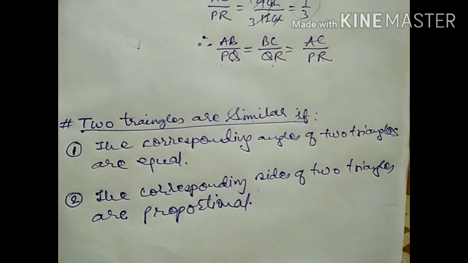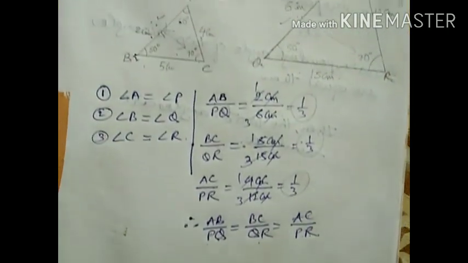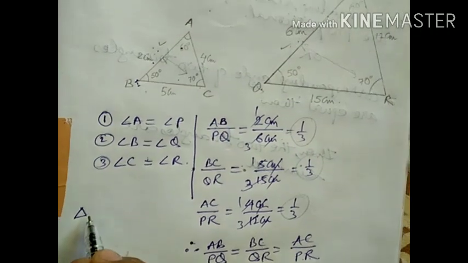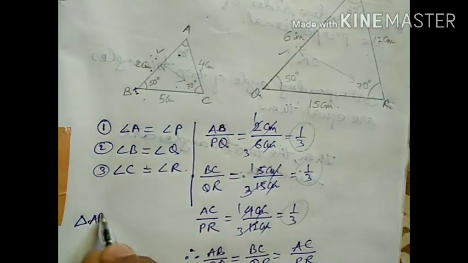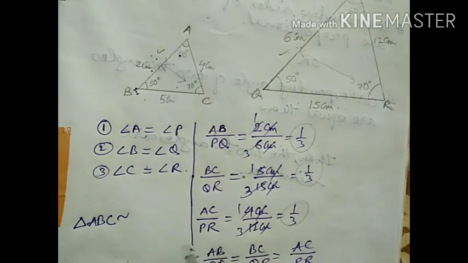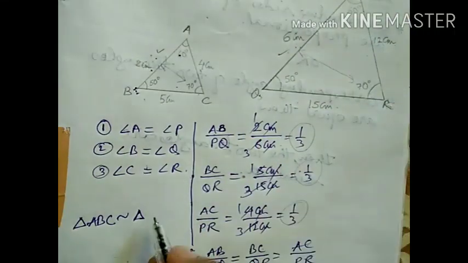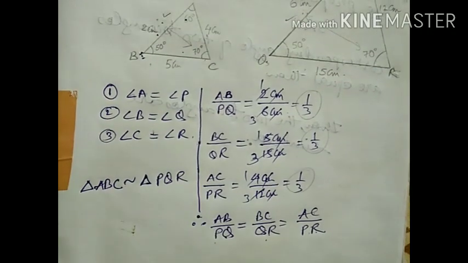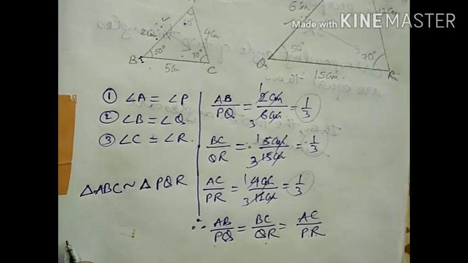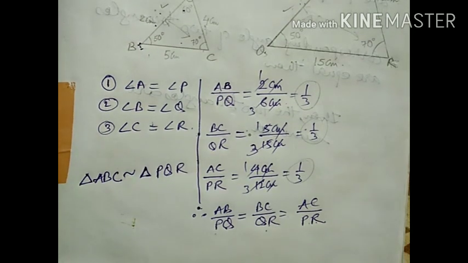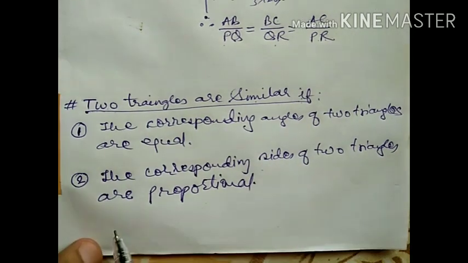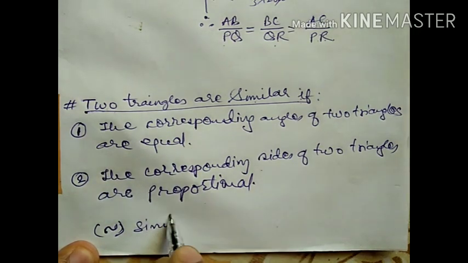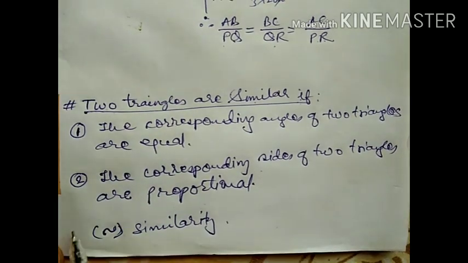That means here, what do we find in these two triangles is their three angles are equal. So if the three angles are equal, then we can say the triangle ABC is similar to triangle PQR. And this symbol, a symbol of wave, is the symbol of similarity. I'll write it down here. This is symbol of similarity.